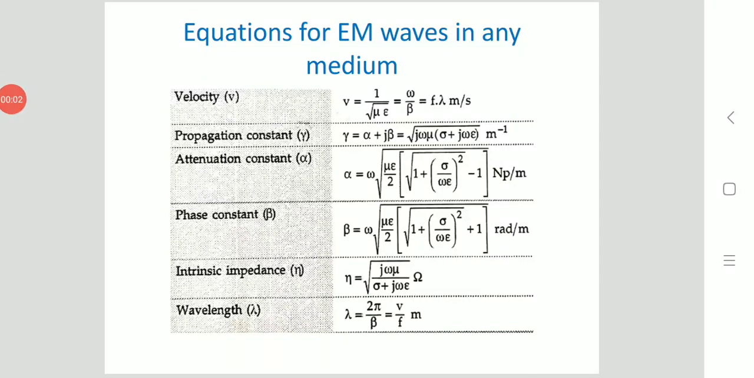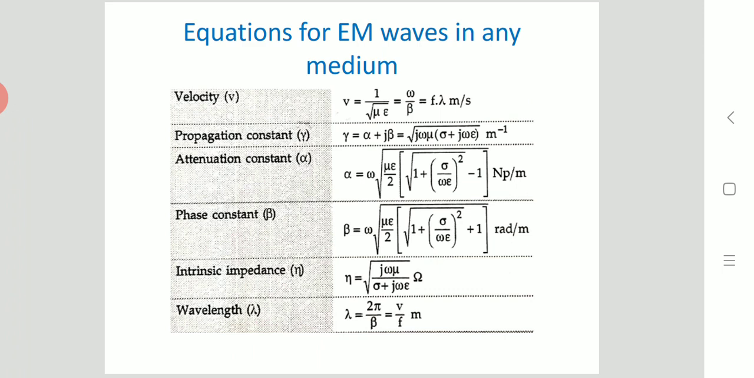Hello students, in the last lecture we have seen the two problems on the displacement current. Now today we will see some of the equations for electromagnetic waves in any medium. We have to go through these because these equations are needed if any problem is asked during examinations, so you have to list out the formulas. Let me go through these formulas.